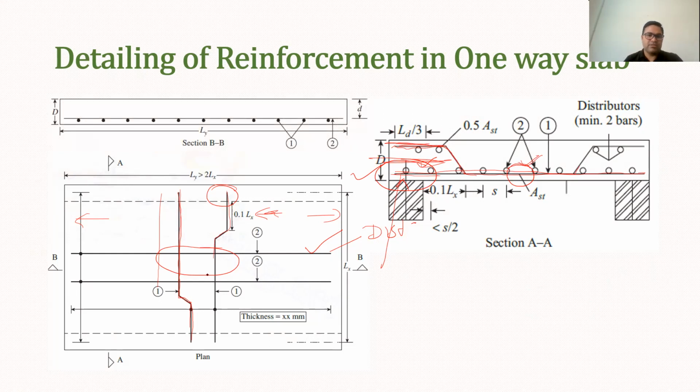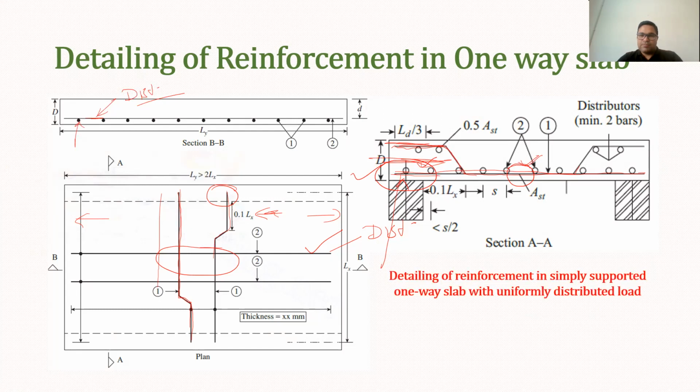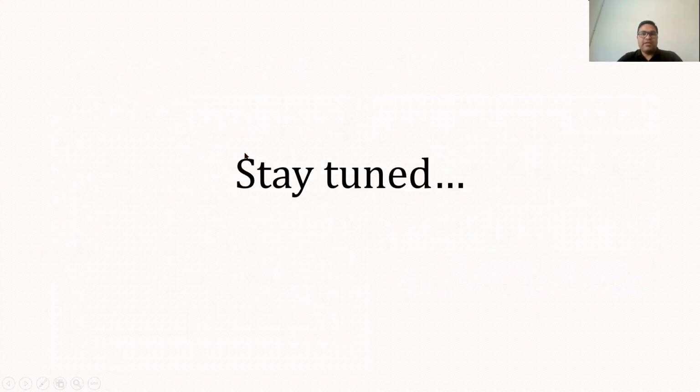Similarly, if we look at the section BB, here you can see these dots below the line are actually the main reinforcement, and this line is actually the distribution reinforcement. So this is how we can show the reinforcement detail in the sketch. Now in the next part, we will see the design steps for one-way slab design. Thank you.